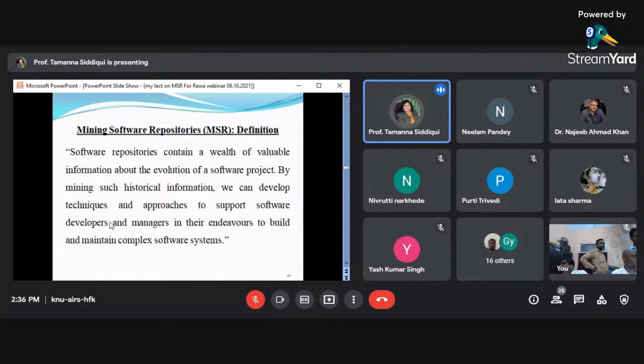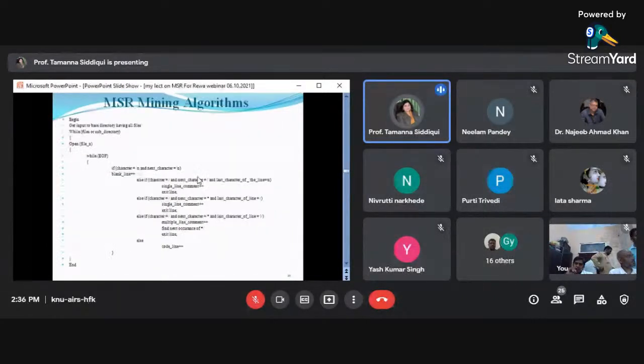In short, you should think about a technique to mine information from a repository. We have taken two repositories: one is OpenSSL and the other is the Vim text editor. Now we have to develop an algorithm that is able to extract the total number of lines from each version. This algorithm is a part of my research work.